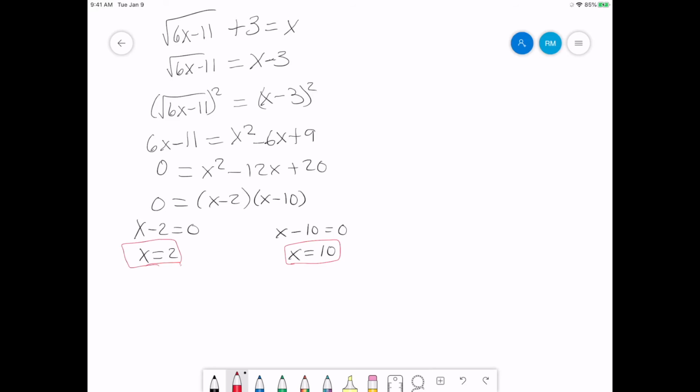So first I'm going to go up here to the top and I'm going to check if they've solved this equation the right way. So the first thing they have to do is subtract 3 from both sides, and I see that they did that. Now they're trying to get rid of the square root sign, so they squared both sides. Okay, that's correct. Now they're going to move this information over to this side.